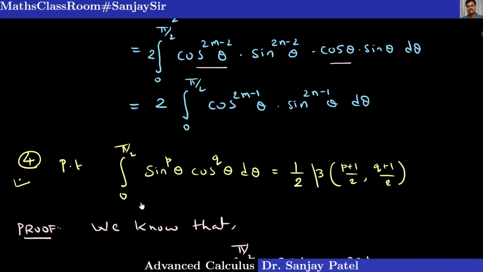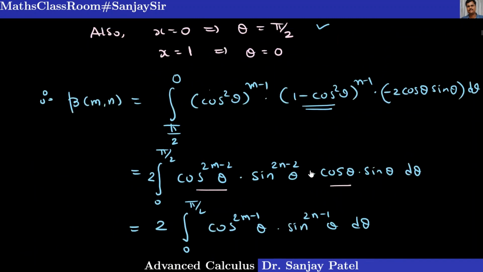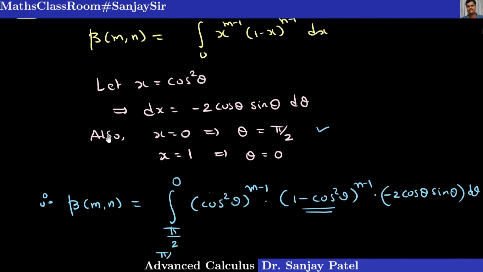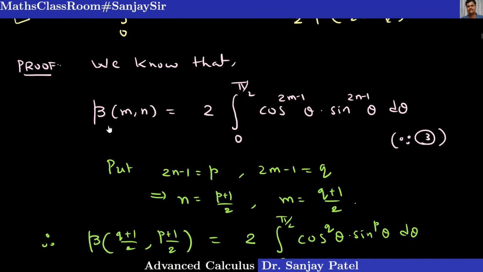So this is another very useful result for beta function. If you are given this kind of integral and you want to find its value, you can directly use the beta function using this formula. And result number 3 says, if you have a beta function, you can convert it into this type of integral involving trigonometric functions for easy computation. So let us go to the next one, number 5.